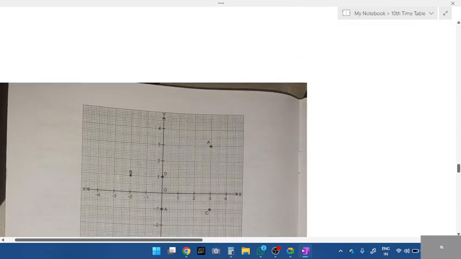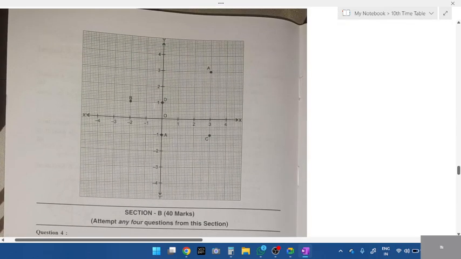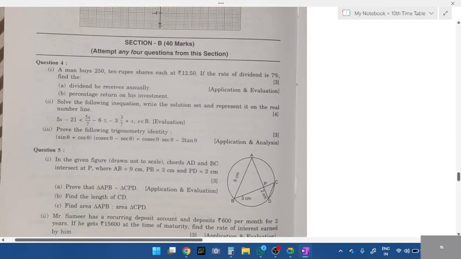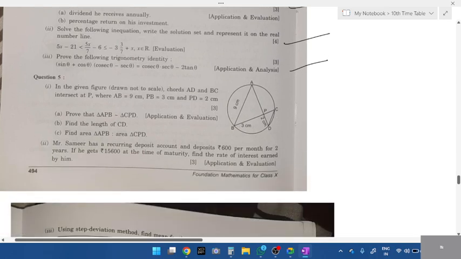Third one. See this question. You have to just plot. Next. Try this question. Start with section B. In section A, only do that one question. In section B, a man buys 10 shares, 12.5 rate of dividend. Solve this question. What about this one? All of you know how to solve these three. Yes, try those three questions.